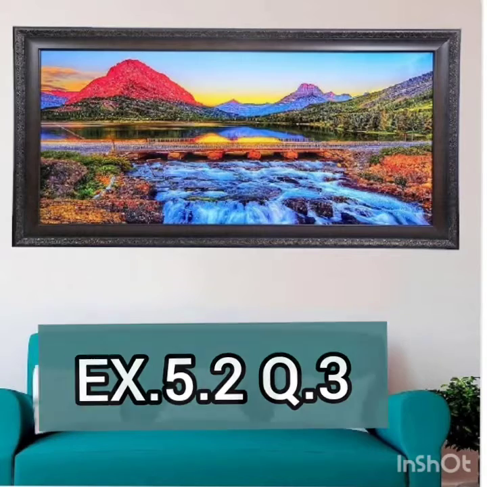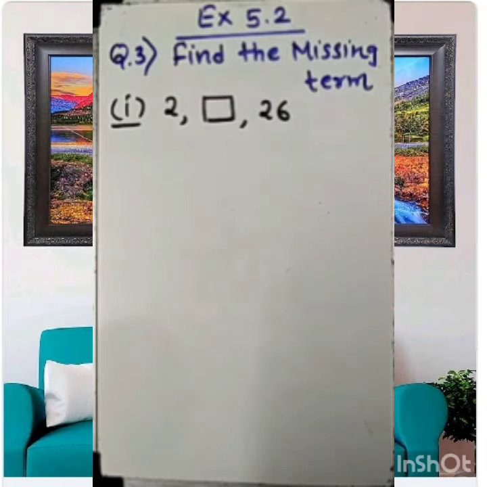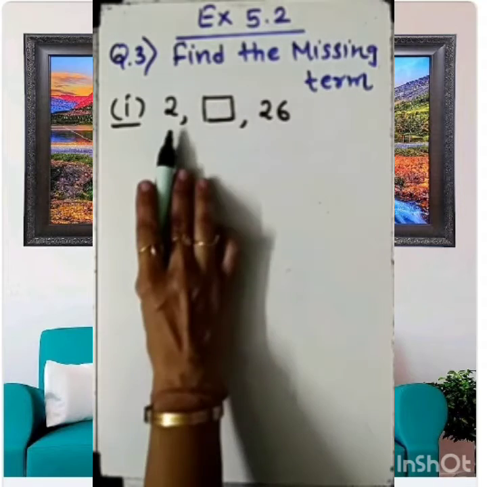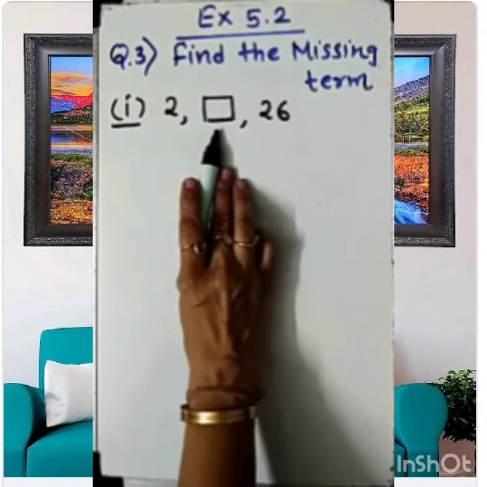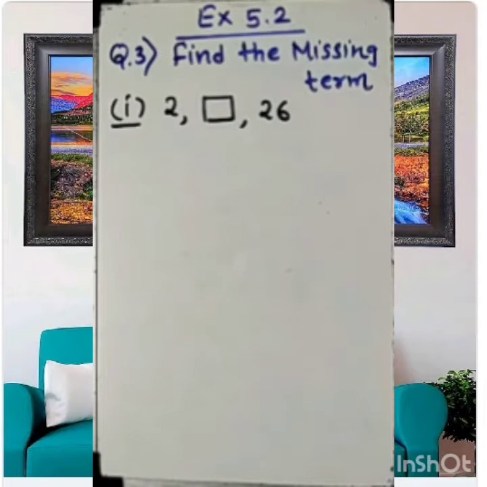Exercise 5.2, question number 3. In the following AP, find the missing terms in the boxes. In the first part, we are given 2, a blank, and 26. Here, an empty box is given in place of the term, so we need to find that particular term which we are asked.